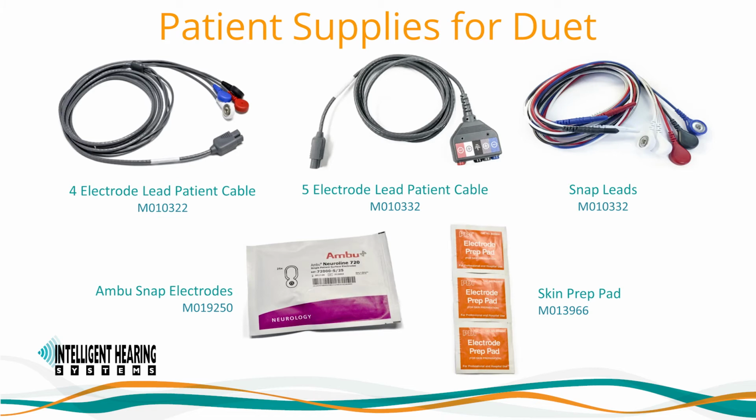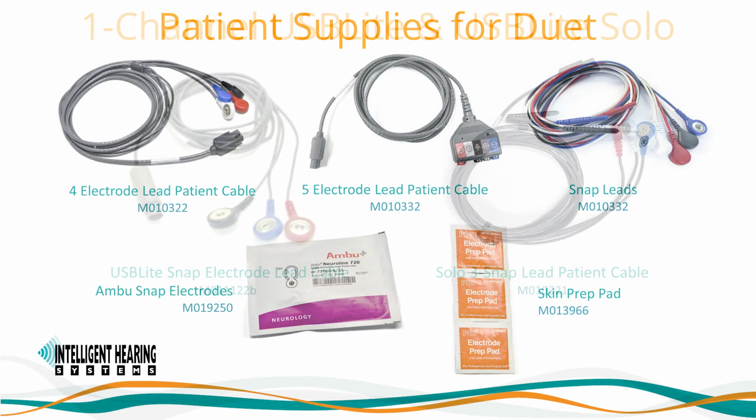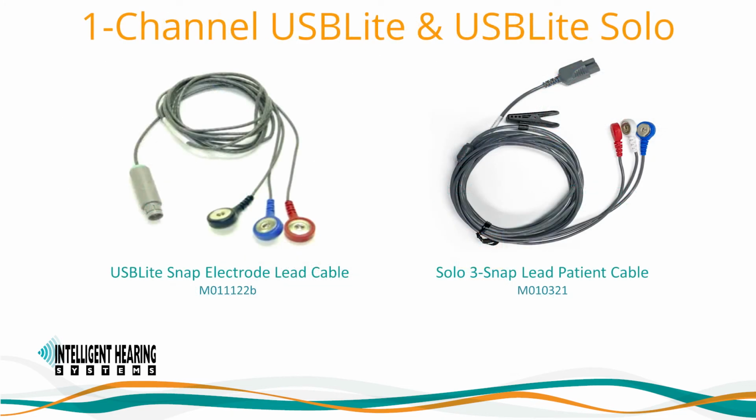IHS recommends using Ambu Neurology disposable snap electrodes. If using a duet system, you would use a patient cable, either the 4-electrode snap lead patient cable or the 5-electrode lead patient cable with snap leads. Snap leads are available in red, blue, white on white, white on silver, or black. If you're using an OptiAmp system, you would simply connect the snap leads to the OptiAmp transmitter. For one-channel devices such as a USB Lite or USB Lite Solo, you would use the patient cables shown here.